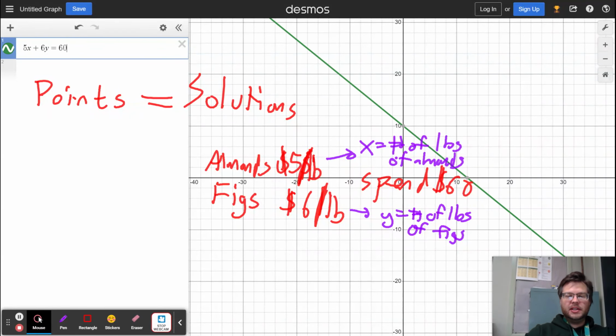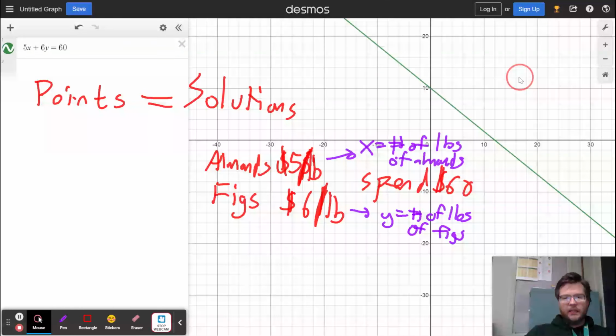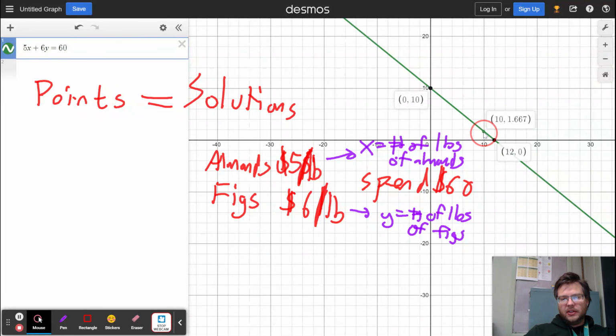And look what happens as I type in $60. Now we get a nice straight line. And every point on this line is a possible solution. Some of them maybe don't make super good sense when you're talking about almonds and figs. Maybe some of the decimals don't make super good sense. But if you slide along this line, you can see, oh, check it out. 6 comma 5 is another solution. And each of those solutions is a combination of almonds and figs that costs exactly $60.